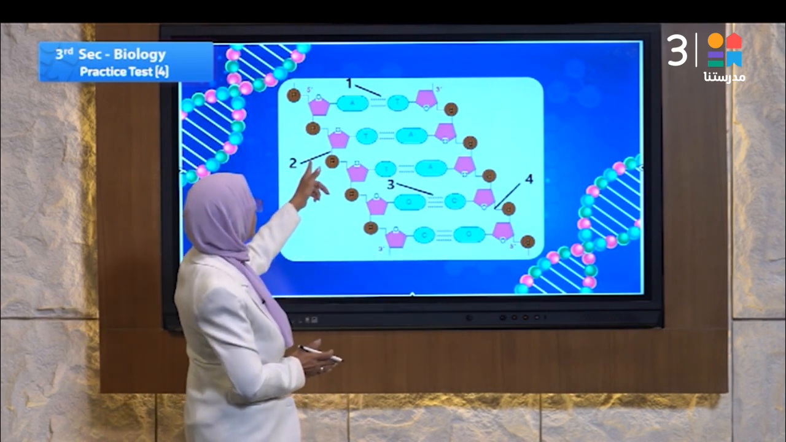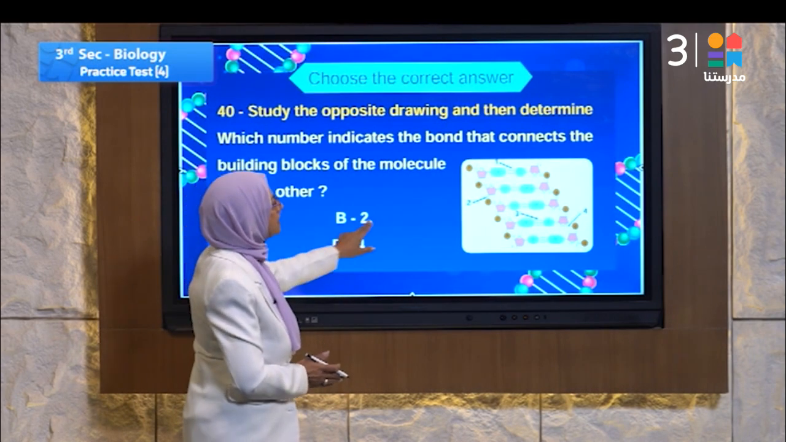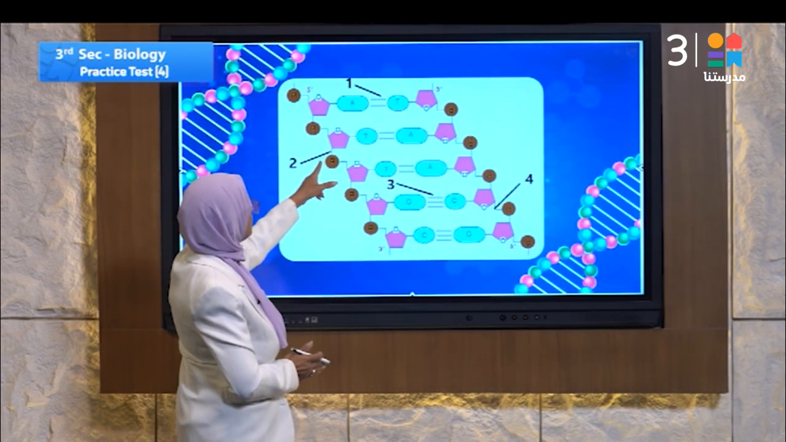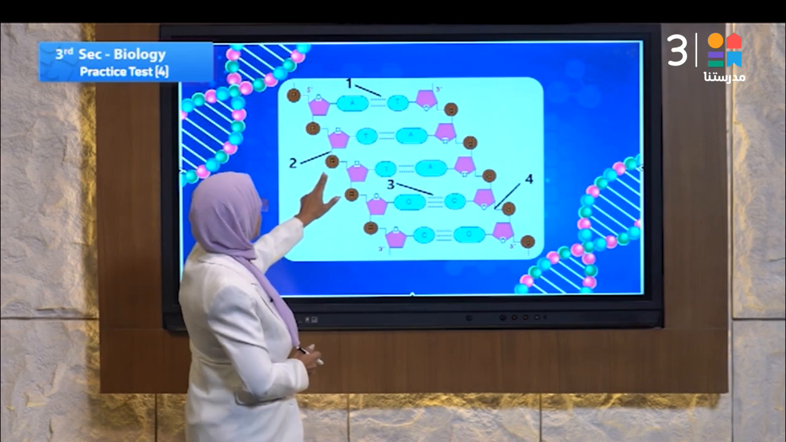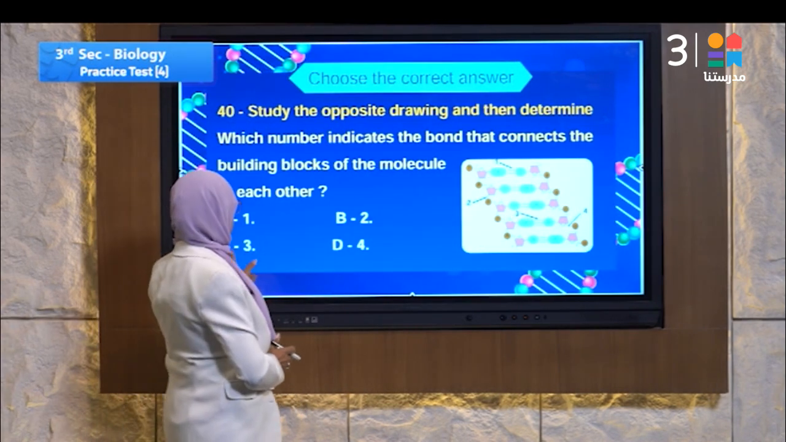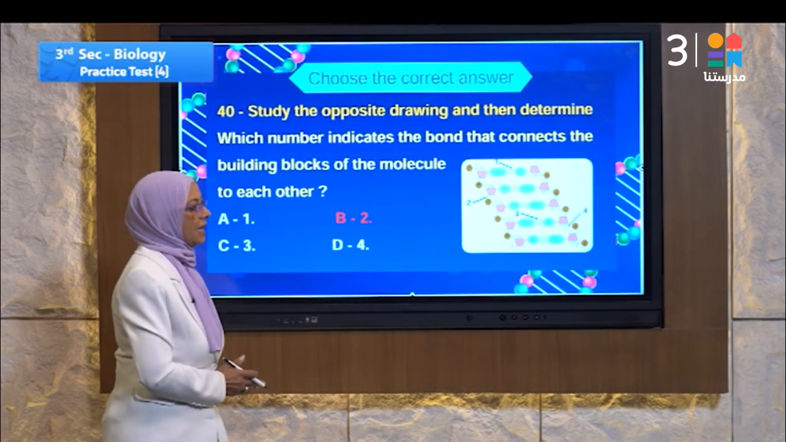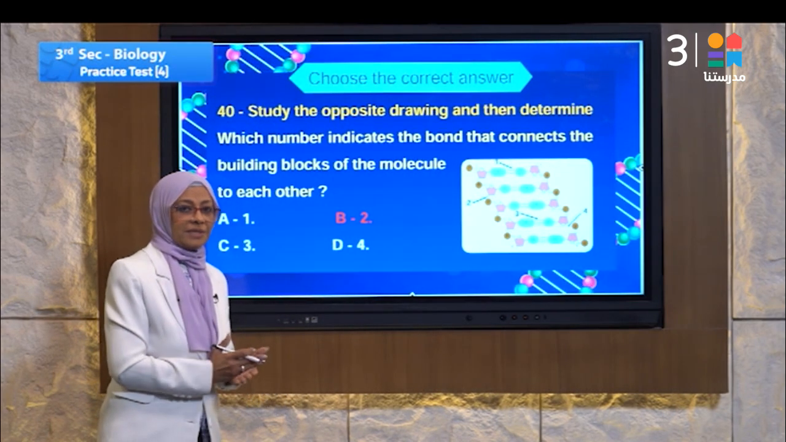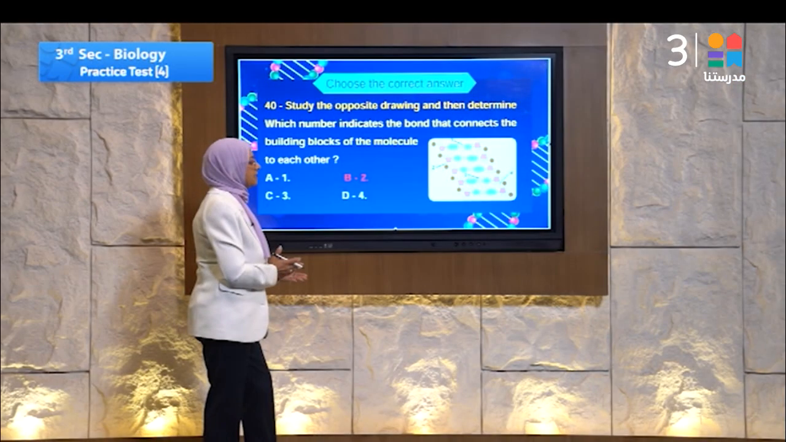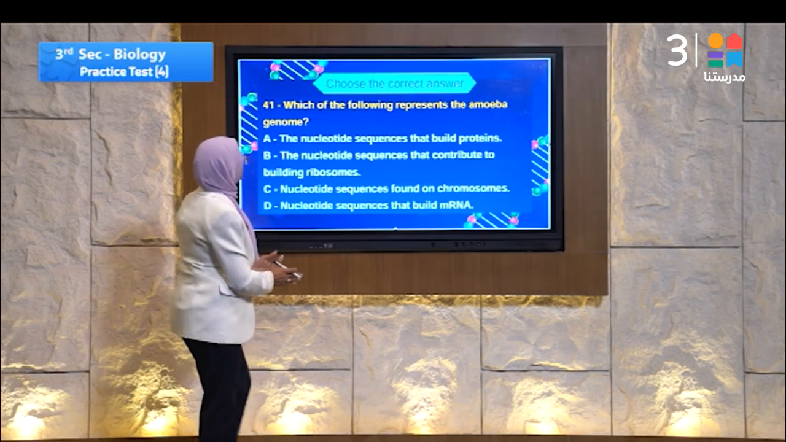So the building blocks, it will be 2. It is 2. It's a covalent bond that bind between the sugar and phosphate group. So the answer 1 or 2 or 3 or 4, it will be 2. The answer, it will be number B. So it is a bond between the blocks. Let's go to question number 41.